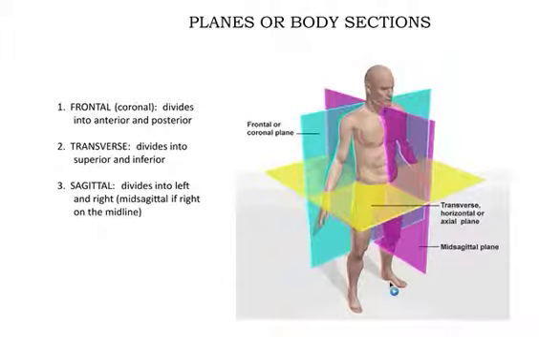And a sagittal plane divides into the right and the left halves of the body. If you have a mid-sagittal, if we're making a mid-sagittal incision, that would be right along the midline of the body and dividing it into right and left.